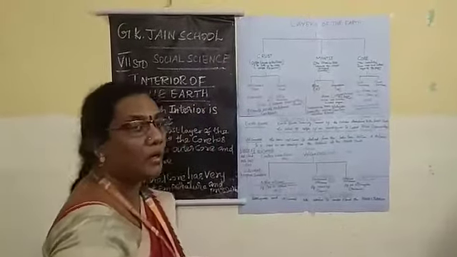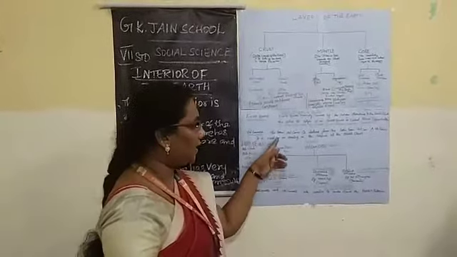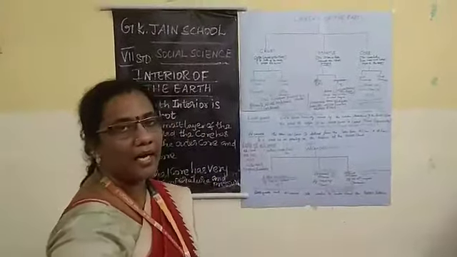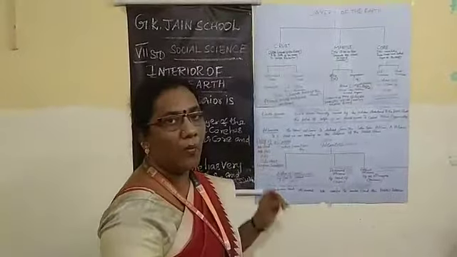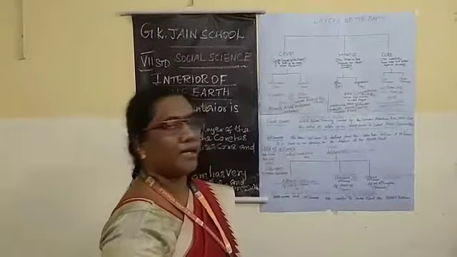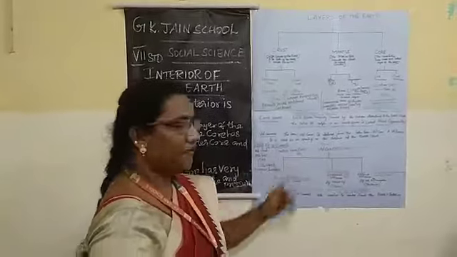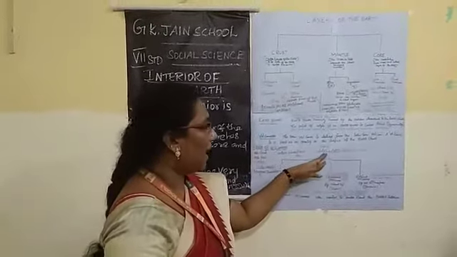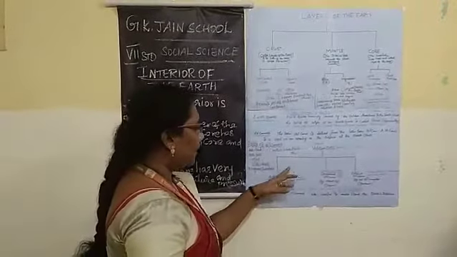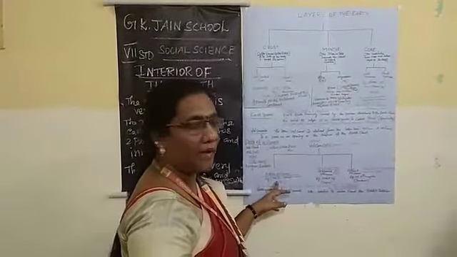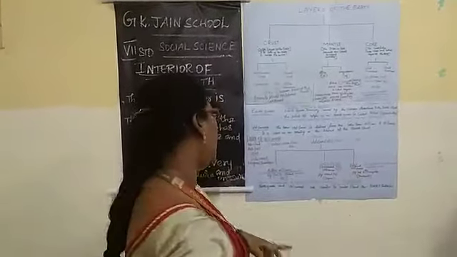Now we will learn about volcanoes. What is a volcano? The term volcano is derived from the Latin term Vulcan. A volcano is a vent or an opening on the surface of the earth's crust. Types of volcanoes: volcanoes based on shapes and types. There are 3 types: active volcano, dormant volcano and extinct volcano.